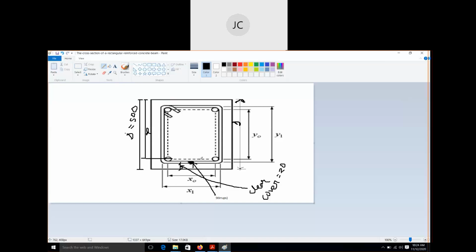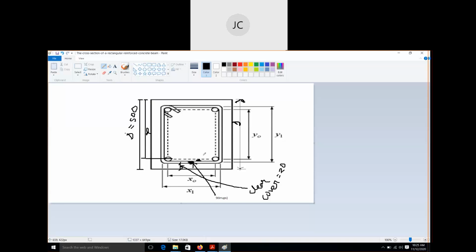And this will be how much? This length. Can you tell me this length will be how much? From the dotted line to the solid line, this length will be how much? 10. Yeah, if you use 20 mm diameter bar, this is just the half diameter. This is just the radius, half diameter of the bar.